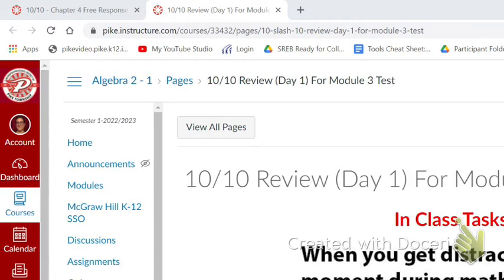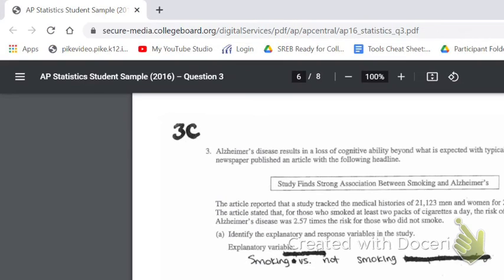This was from 2016. Where did it go? All right. It decided to pop back up over here. So we're on the back side of your paper now. There we go. I don't know why it went over to the other screen.